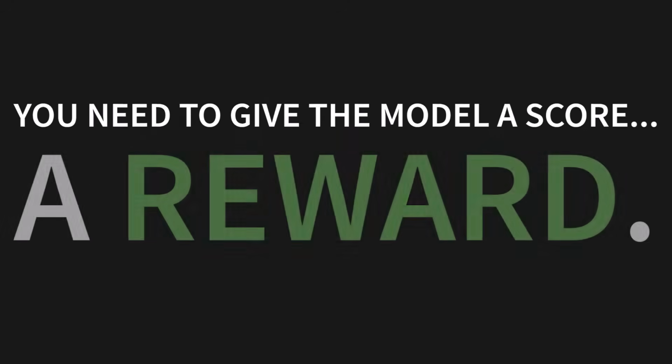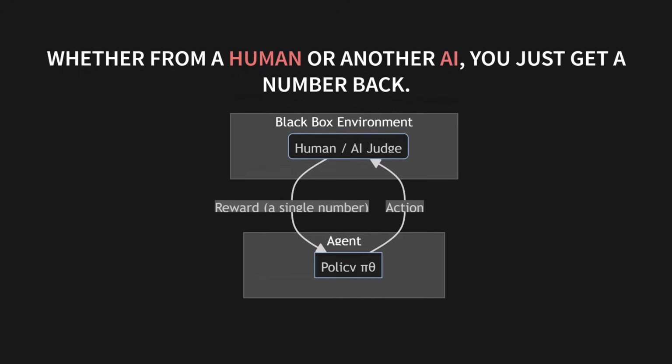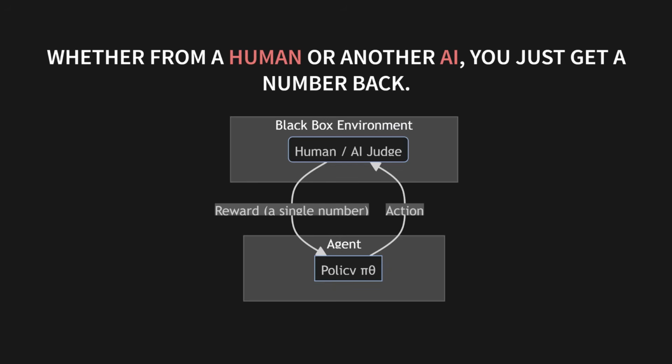Here's the thing. You can't just write a loss function for that. You need to give the model a score, a reward. And here's the problem. That reward signal is a black box. Look at this diagram. You have your agent, your policy, and it sends an action out into the world, into a black box environment. This could be a human or another AI judge. And what comes back? Whether it's from a human or an AI, you just get a single number back.